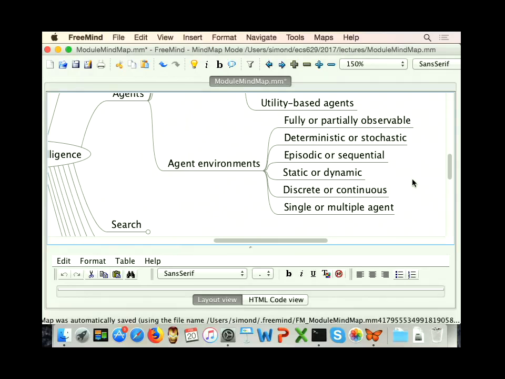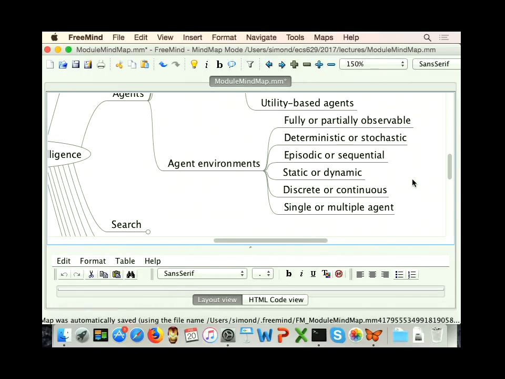And finally, single and multiple agent is obvious. Are you the only agent, the only thing that changes the environment, or are there other agents also involved? If so, we make distinctions about whether they are cooperating with you, in which case you have some very interesting planning tasks. How do you get agents to cooperate to achieve a goal, perhaps not all trying to do the same thing, but by taking on different roles? Just as if we had to build a bridge as a class, we'd all take on different roles, and you need some planning for how to do that.